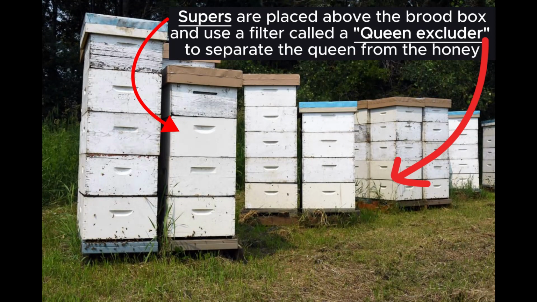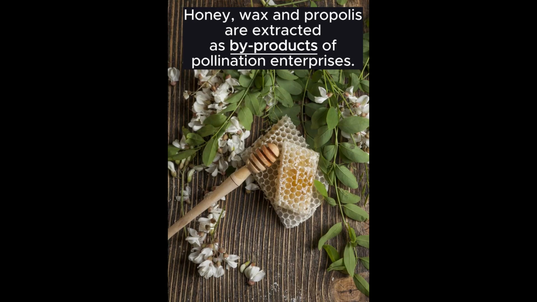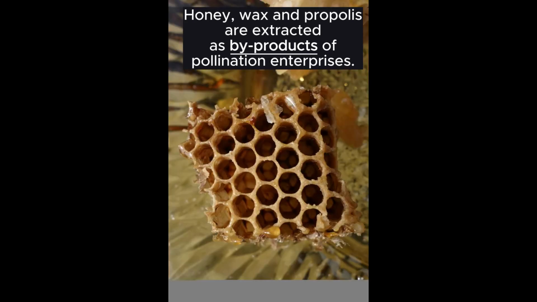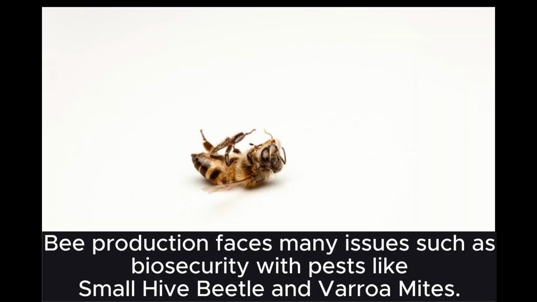Supers are placed above the brood box and use a filter called a queen excluder to separate the queen from the honey. Honey, wax and propolis are extracted as byproducts of pollination enterprises. Bee production faces many issues such as biosecurity with pests like small hive beetle and varroa mites.